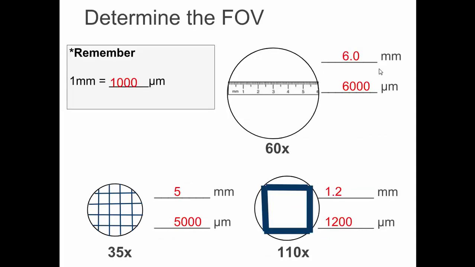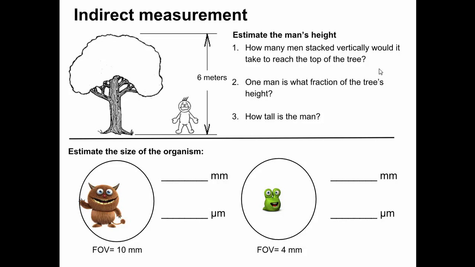Now, once I know this, I can estimate how big an object is. If I know the diameter of the field of view, I can estimate how big any object I see is. So for example, the idea is the same. If I know this tree is 6 meters tall, how many men do you think I would stack up to get to the top of that tree? Two and a half men. Maybe three. If I took three of this person and put it on top of each other, it'd be close. So how tall is this guy? 6 feet. Yes, how do I figure it out? A third. The height of the tree divided by how many I would stack on top of each other gives us a height of 2 meters.